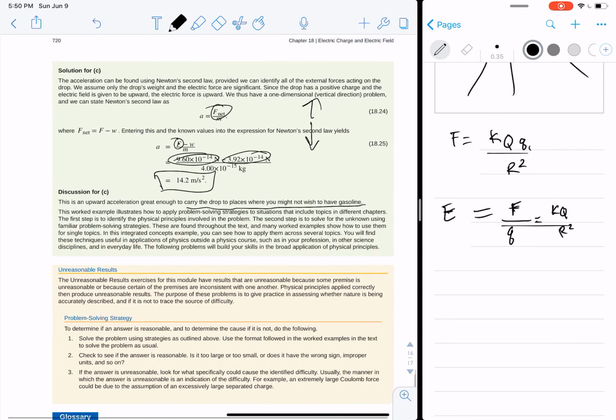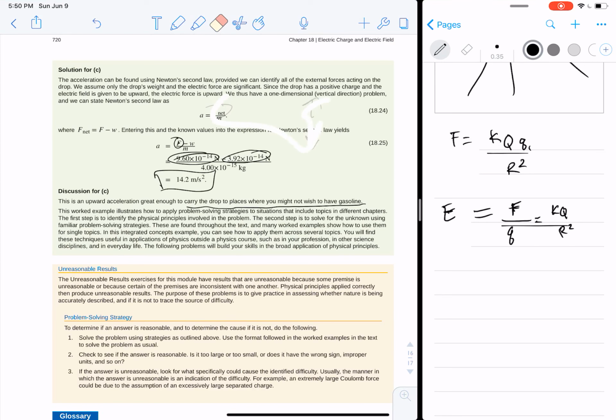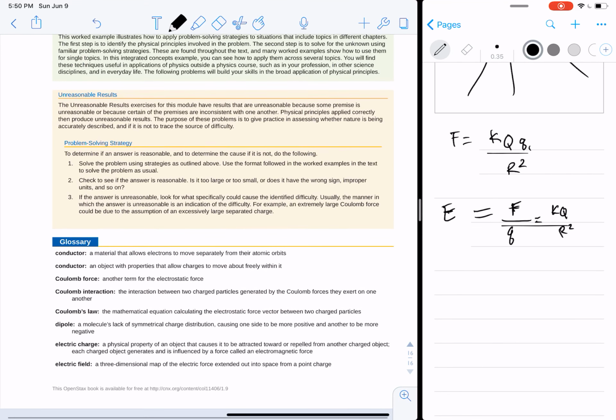So that's an example of how you could calculate the electrostatics, or the forces involved, in a charged particle. All right, and that's the end of that.